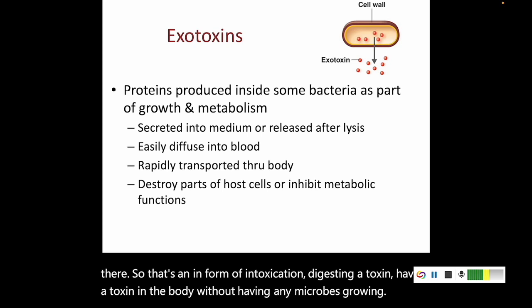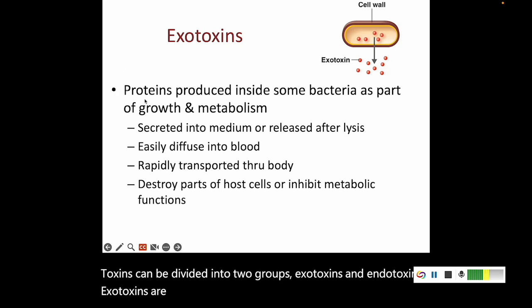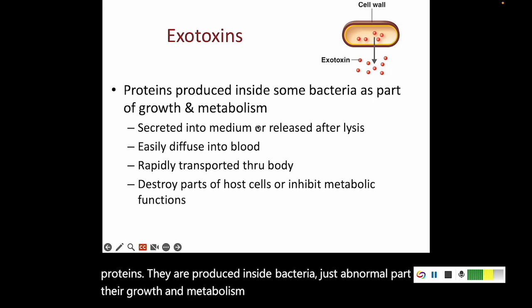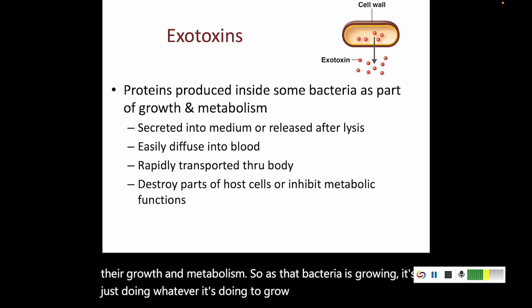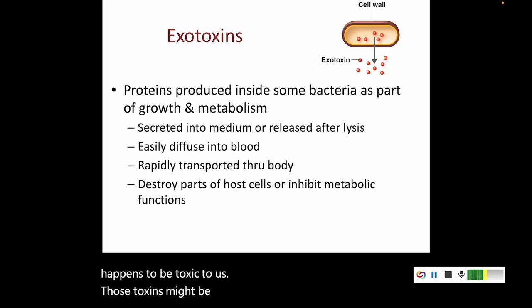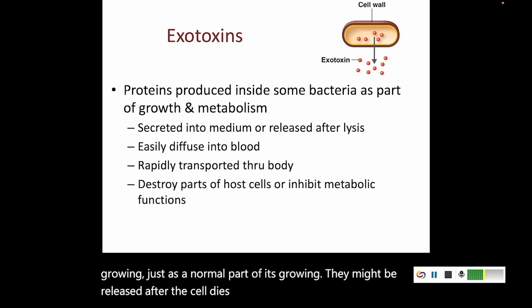Toxins can be divided into two groups, exotoxins and endotoxins. Exotoxins are proteins. That is important. They are made of proteins. They are produced inside bacteria. It's just a normal part of their growth and metabolism. So as that bacteria is growing, it's just doing whatever it's doing to grow, and something it makes happens to be toxic to us. Those toxins might be secreted into the medium as a cell is growing, just as a normal part of its growing. They might be released after the cell dies and is lysed.